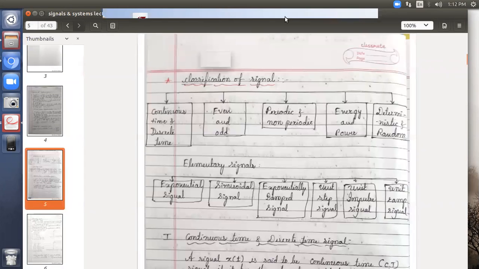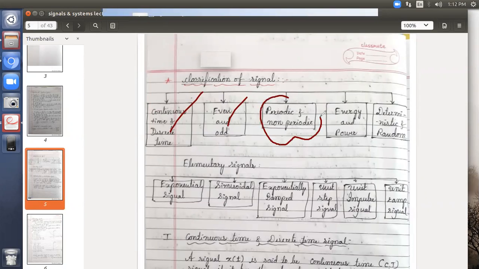We have already seen continuous time, discrete time, even and odd. Next we should go for periodic and non-periodic. Energy and power we should also cover. So in the next session we'll be starting with periodic and non-periodic signals.